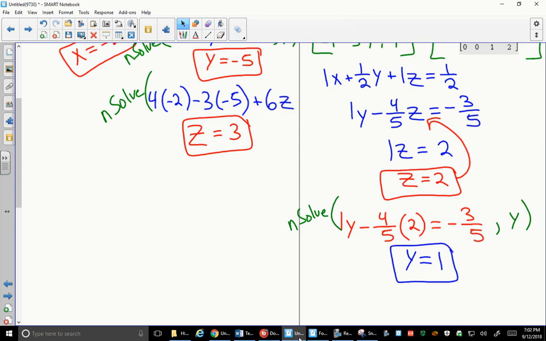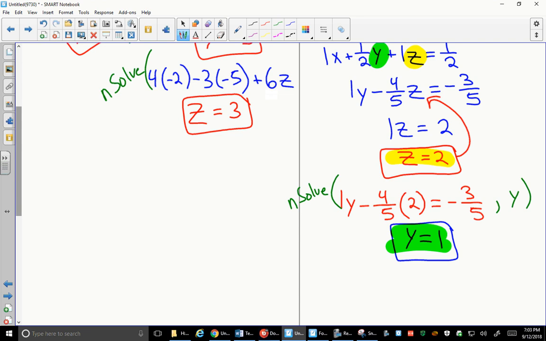So now we're going to plug in both of these values. And let's color code with a little bit of highlighting. So now we're taking z, we're going to plug it in for z up here. We're going to take the y, we're going to plug it in for y up here, and then solve it. Okay, so we get 1x plus 1/2 times 1 plus 1 times 2, and this equals 1/2. Okay? And solve it for x.